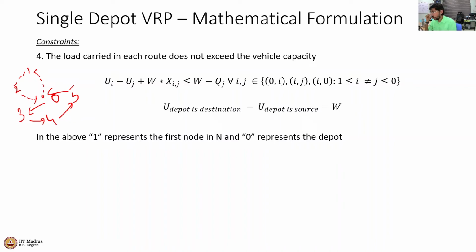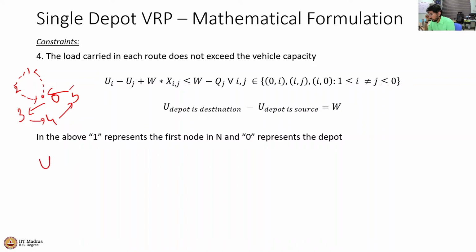Now I must ensure that when a vehicle goes from 0 to 1, 1 to 2, and 2 to 0, the capacity of 1 and 2 put together is less than the capacity of the vehicle. So that is what I should ensure. How is that made? Let's write the constraint equations based on this formulation and see whether it is ensuring my capacity.